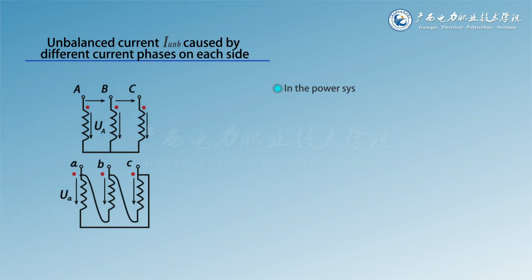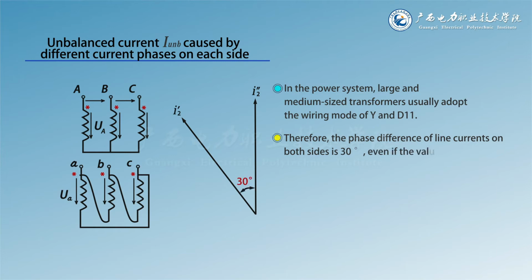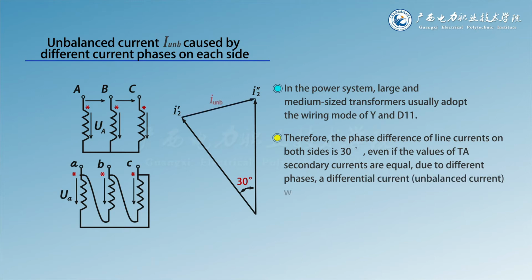In the power system, large and medium-sized transformers usually adopt the wiring mode of Y and D11. Therefore, the phase difference of line currents on both sides is 30 degrees. Even if the values of TA secondary current are equal, due to different phases, a differential current will flow into the differential protection device.